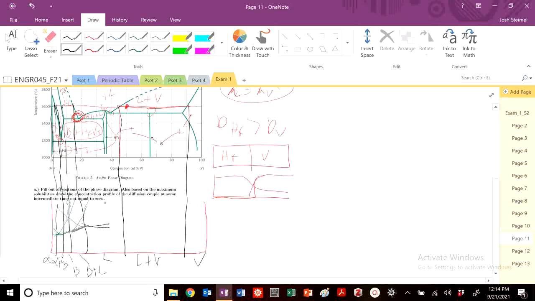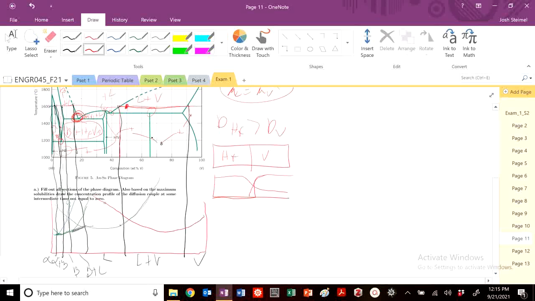Sorry, let me undo that. So my curve continues. I'm still low. And then I'll jump up here. And now my vanadium curve, which is going to be my red curve here, starts somewhere over here, and then it's going to end up like this.